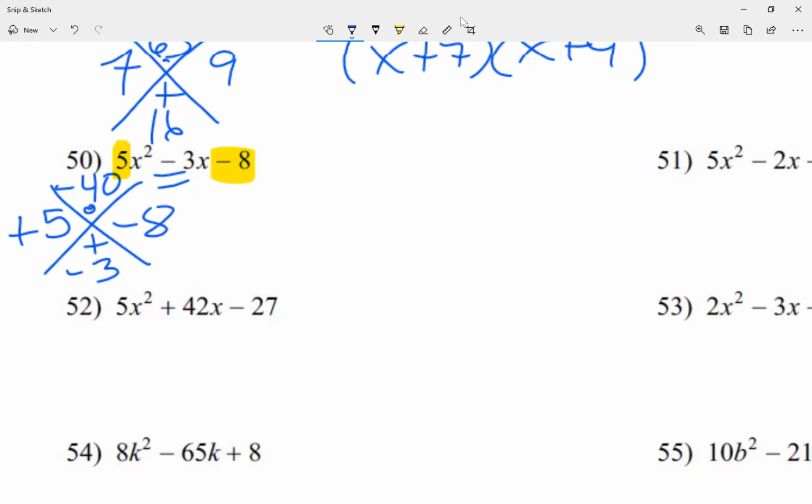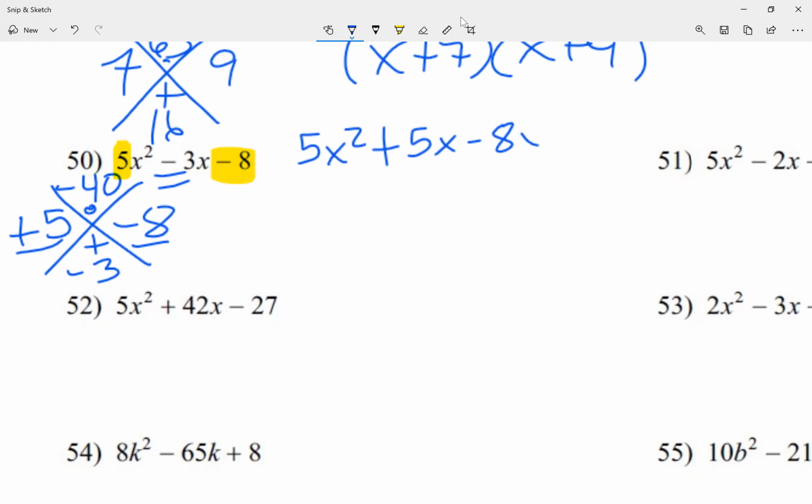Now, I'm not going to go directly to parentheses like we did yesterday. Instead, this positive 5 and this negative 8 are how I am going to split my middle term. So let me write 5x squared plus 5x minus 8x minus 8. My middle term was a negative 3, and I split it as 5 minus 8. So I did my diamond method to find out how to split my middle term.